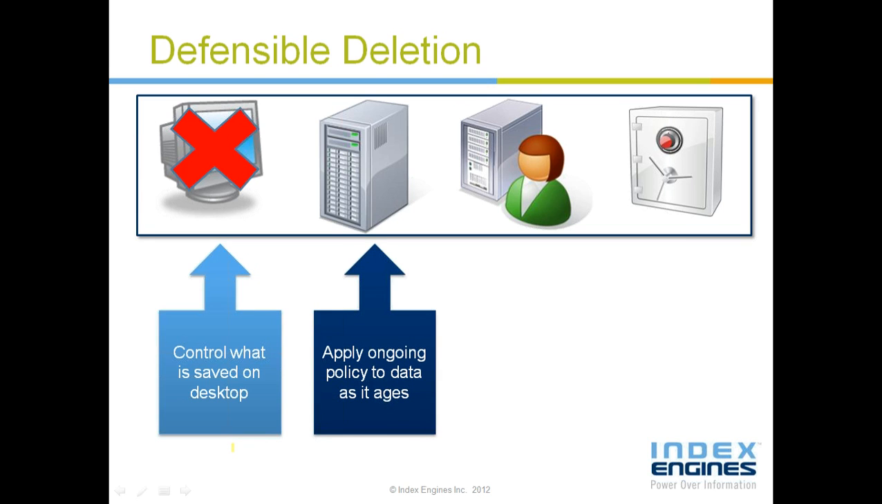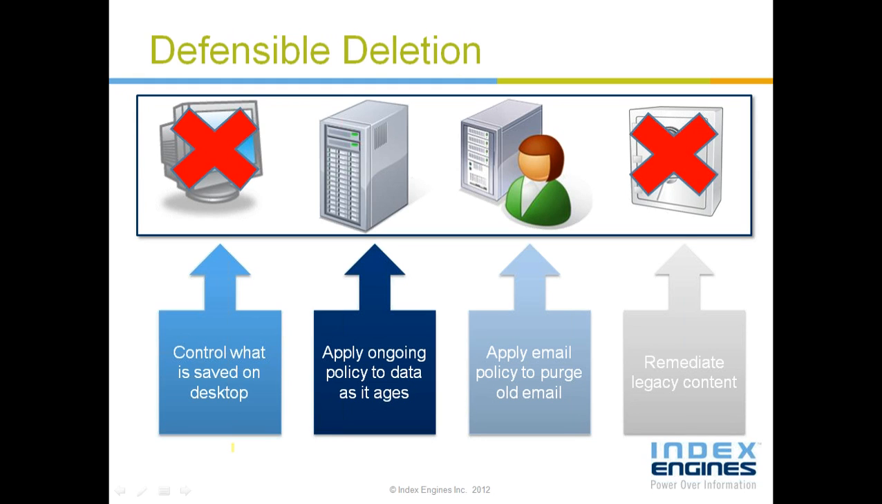On the server side, apply ongoing policy to data as it ages. Some clients end up leaving significant data from employees that are no longer with the company. You have people that left the organization years ago, and their data just sits there on the servers, and no one's managing it. So as data ages, if you can apply policy to it, that data can be purged and controlled and managed over time. Defensible deletion also talks about applying policy to email and not keeping old email forever, purging old email according to retention periods. And the most important part is remediating legacy content.